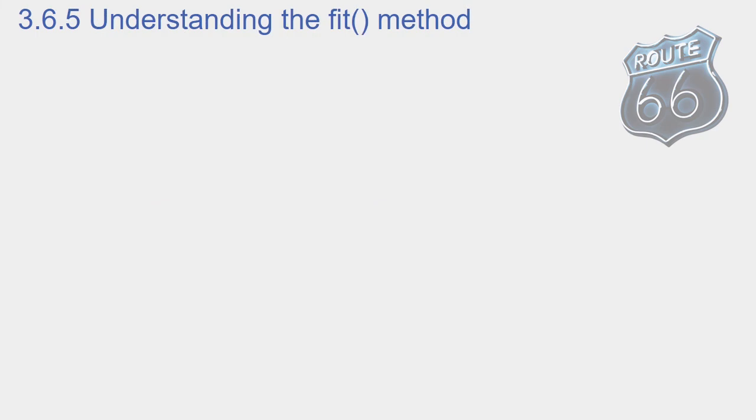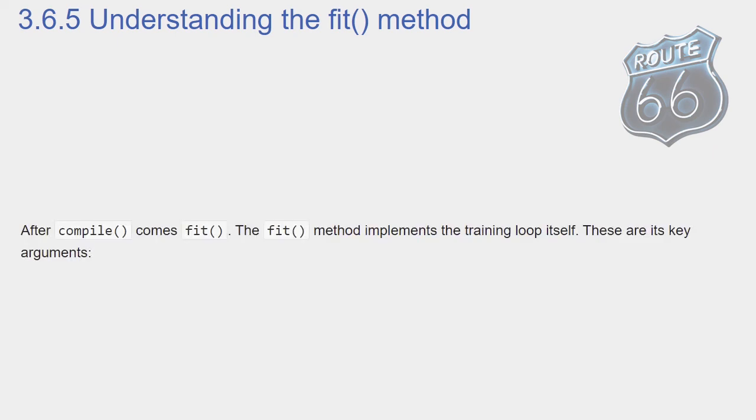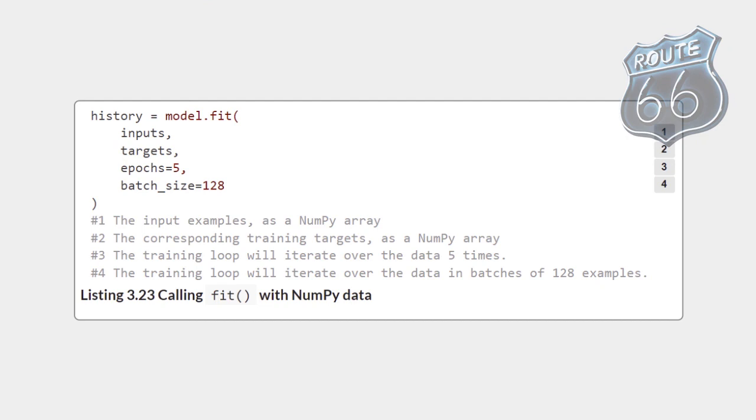Section 3.6.5. Understanding the fit method. After compile comes fit. The fit method implements the training loop itself. These are its key arguments. The data, inputs and targets, to train on. It will typically be passed either in the form of a NumPy array or a TensorFlow Dataset object. You'll learn more about the Dataset API in the next chapters.